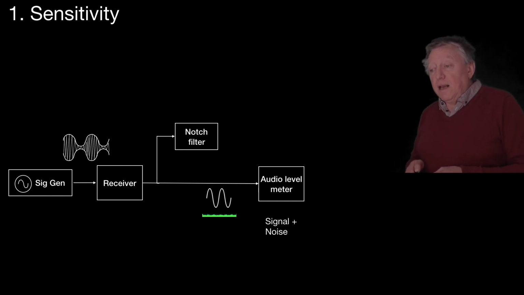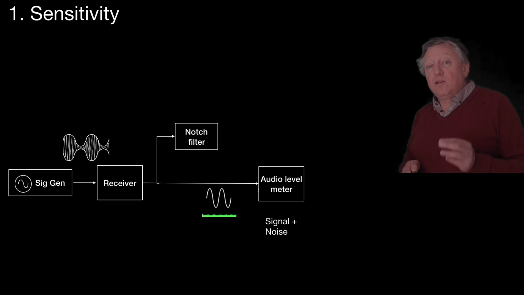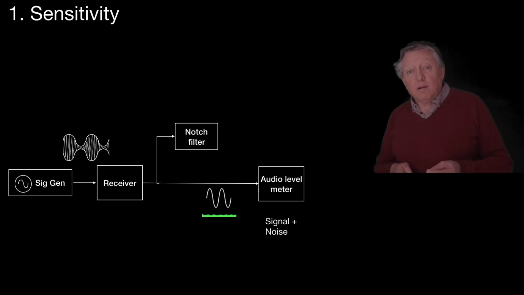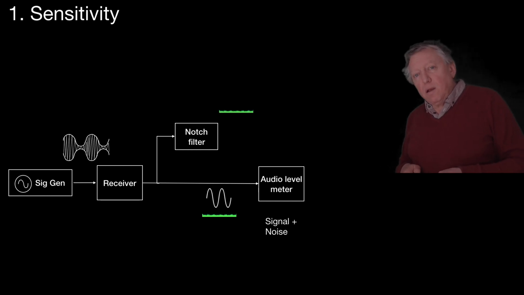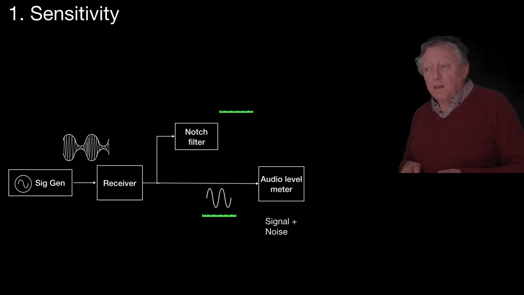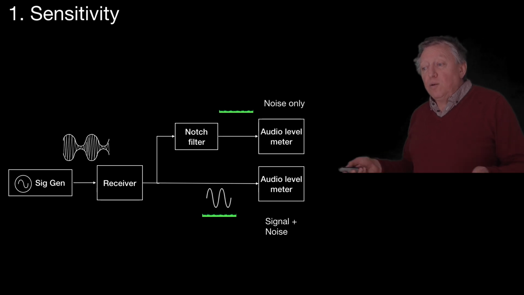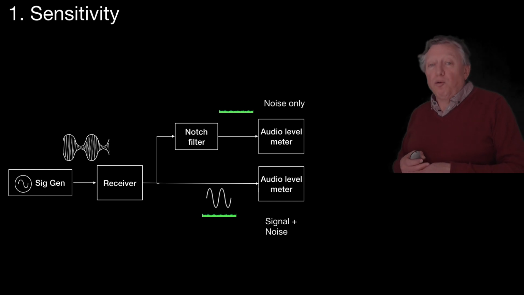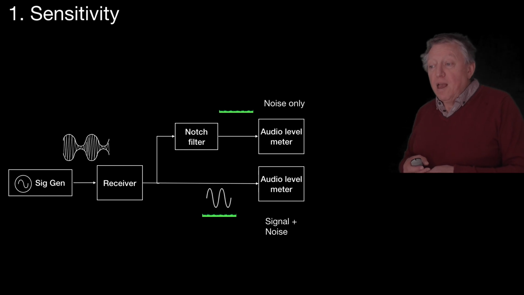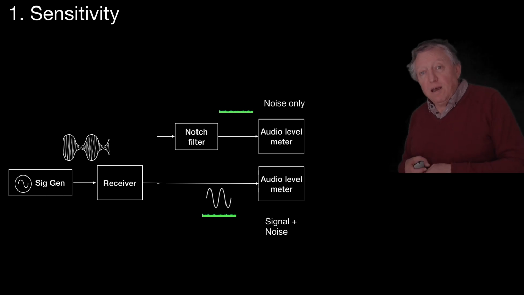If we split the signal coming out of the receiver and feed part of it into a notch filter that is set to filter out our modulating audio signal, for example 2 kilohertz, then on the other side of the notch filter we'll just have noise. And if we feed that into an audio level meter, then on the top audio level meter we'll just have noise only. So then this gives us the quantities to be able to work out what the signal to noise is.